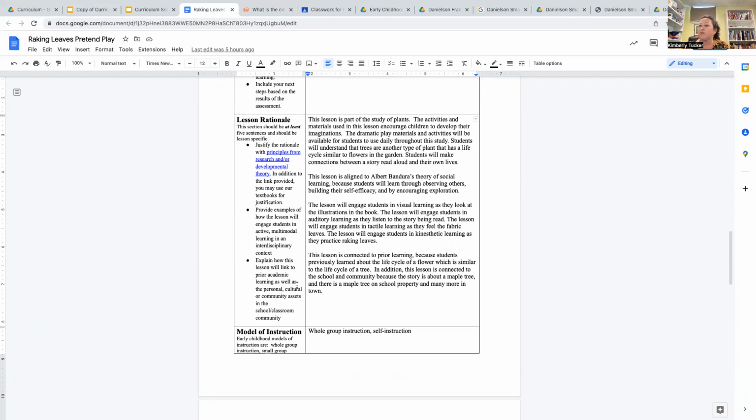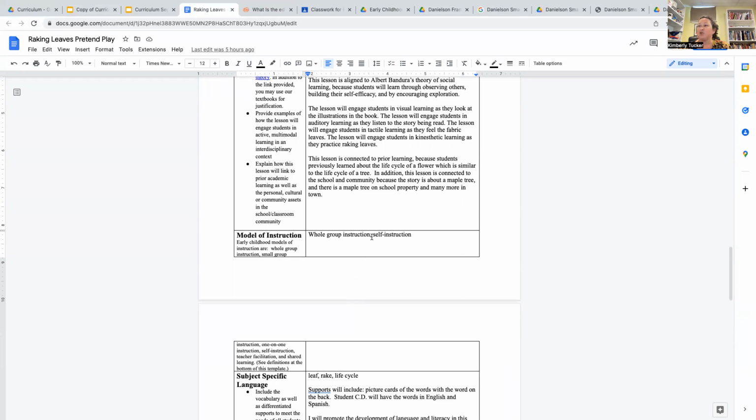So this lesson, then we have to explain how it's connected to prior learning, maybe to personal interests or cultural aspects of our students. So I said this lesson is connected to prior learning because students previously learned about the life cycle of a flower, which is similar to the life cycle of a tree. In addition, this lesson is connected to the school and community because the story is about a maple tree, and there's a maple tree on school property and many more in town.